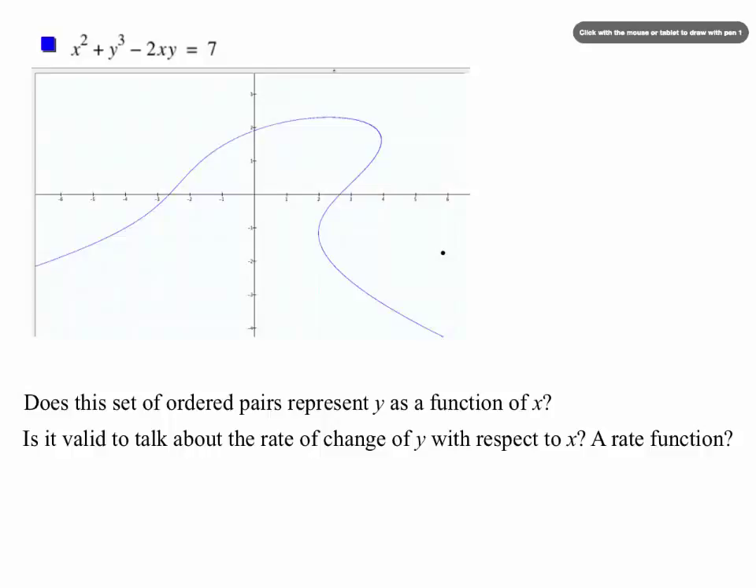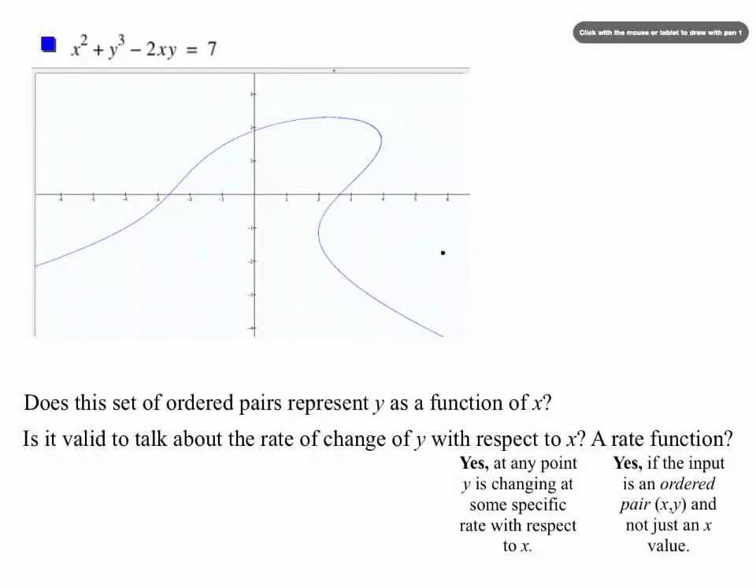Would you agree with that? But for any given x value, there could be more than one rate of change. So we change it and we make our... Okay, so we answered that before. So what we do is we say, yes, if the input is an ordered pair x, y, and not just a value x, then it makes sense to talk about a rate function. Because for any given ordered pair, there's only one possible rate of change at that point on the graph, or at what we call a moment around that, okay?